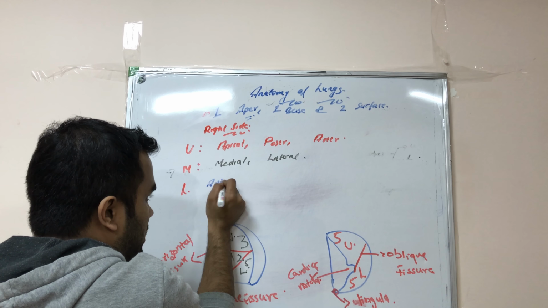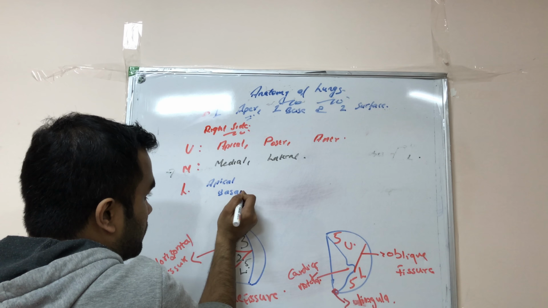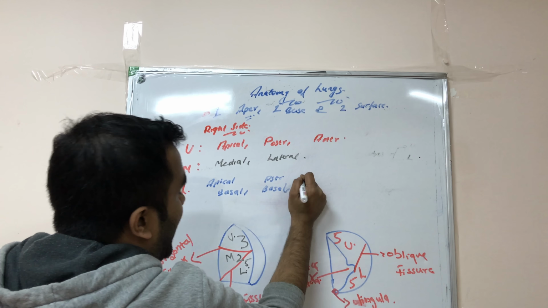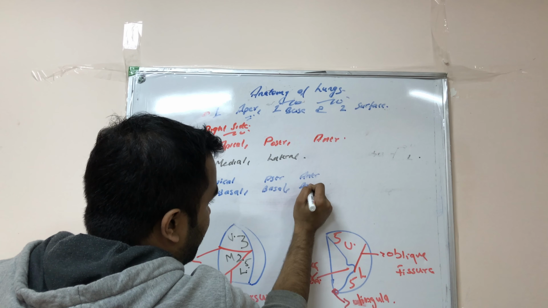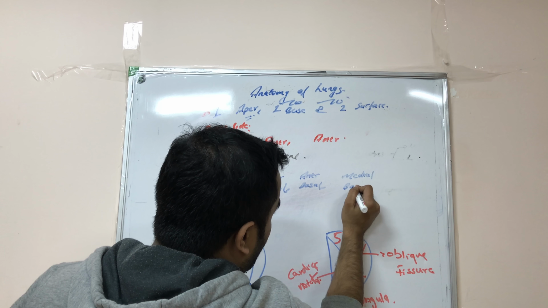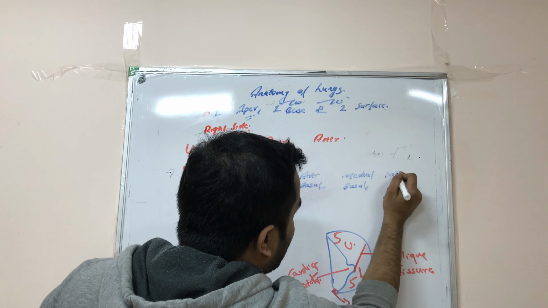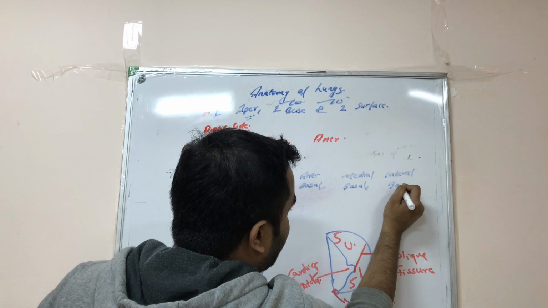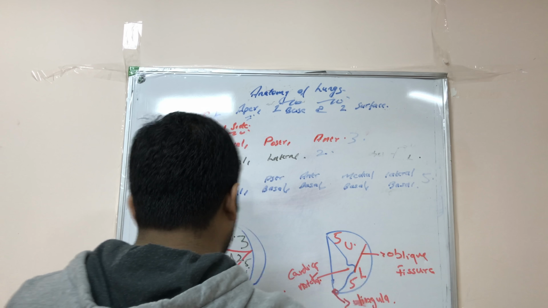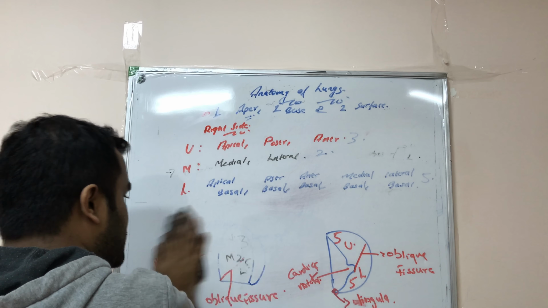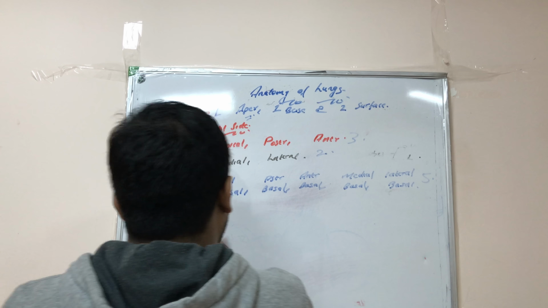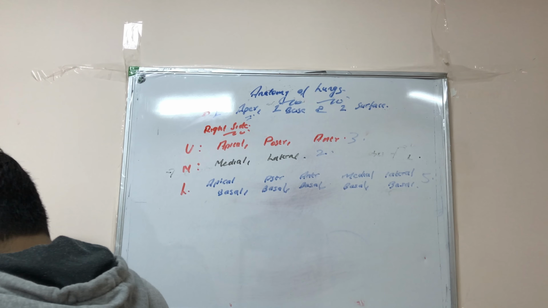In the lower lobe, very easy, just add basal to each of these: apical basal, posterior basal, anterior basal, medial basal and lateral basal. That is, three in the upper lobe, 2 in the middle and 5 in the lower lobe. So these are the 10. Very easy to study the names, right? Sometimes they will ask you what the segments are: apical, posterior and anterior in the upper lobe, and medial and lateral in the middle lobe.